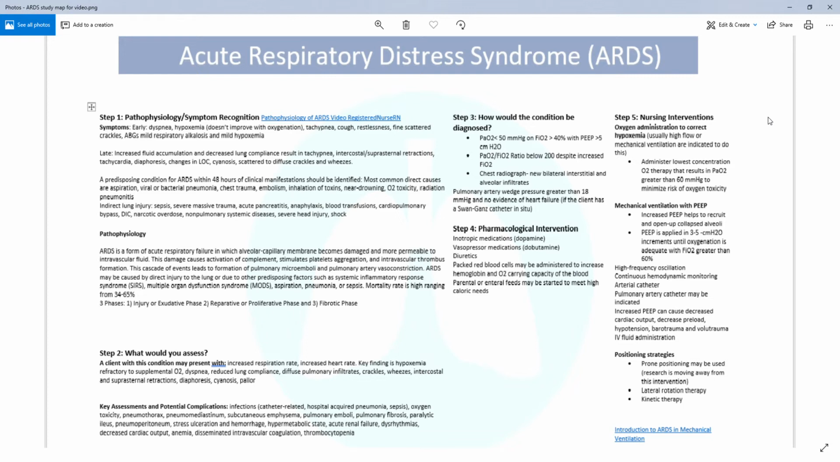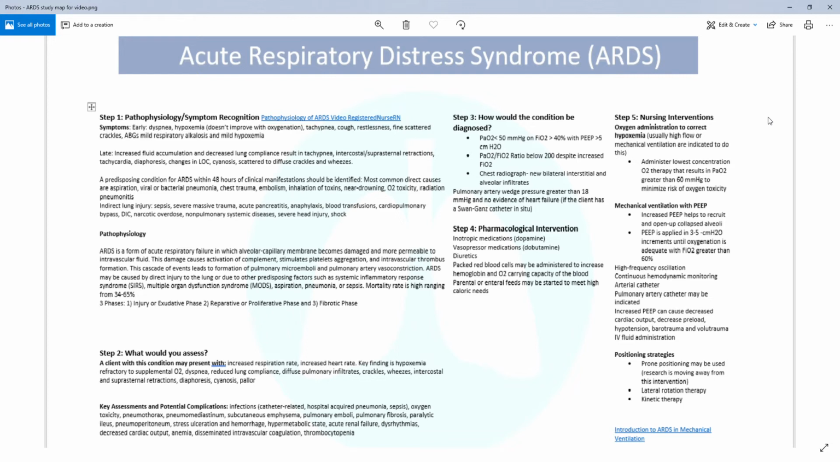In step 3, I ask, how would the condition be diagnosed? And I list the common types of tests used for diagnosis. And the reason for this is that the NCLEX-RN in the reduction of risk potential client need area really does go into detail around diagnostic tests. So as you're moving through this, if you don't understand the diagnostic test or you need to look things up, it's really important that you do that. And what I suggest you do with these maps is if there's something you don't know, do write notes and research them and then attach the notes to the back of this map.